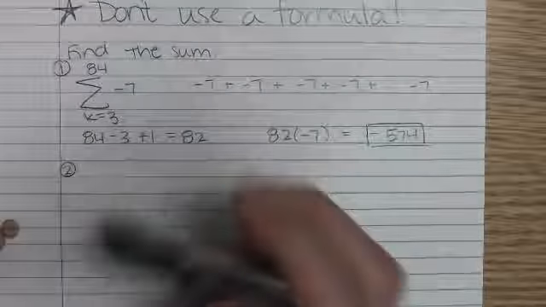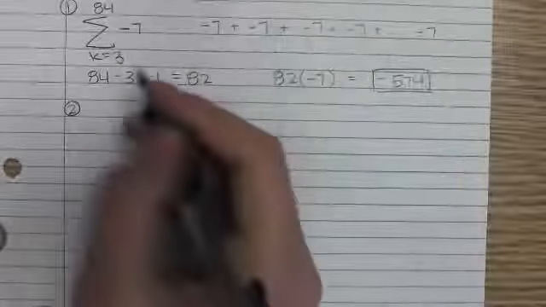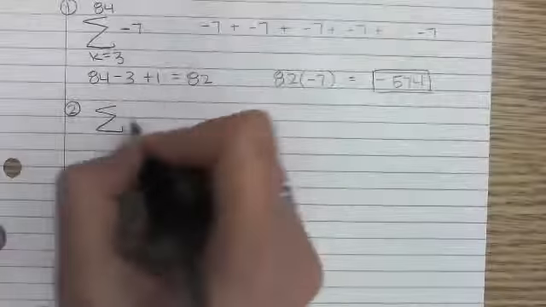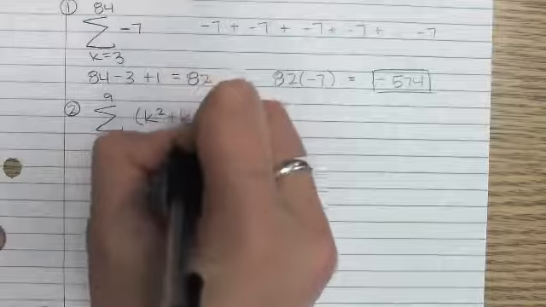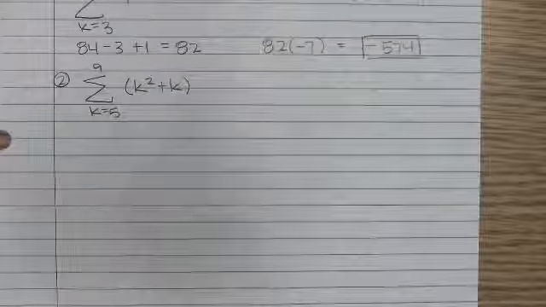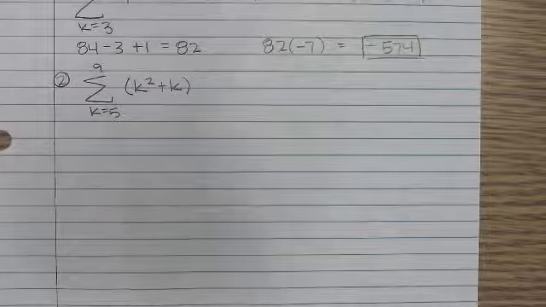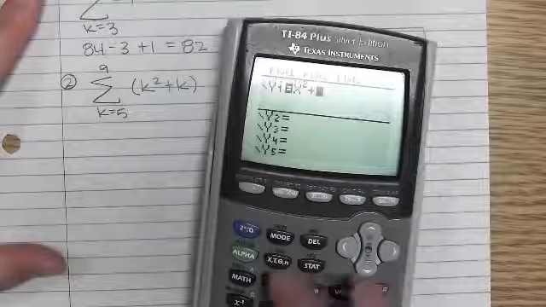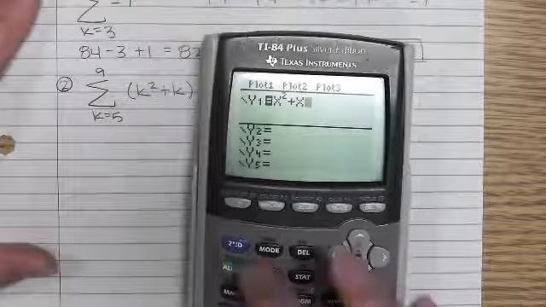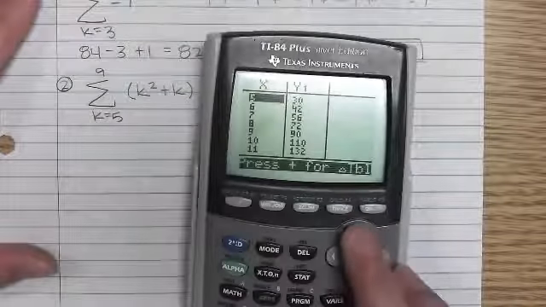Here's another one. This one will be a little more tedious than the other one. We're going to start at the 5th term and go to the 9th term. And this time the pattern is going to be k squared plus k. Now you can be kind of tricky on these. I'm all about being tricky. So I'm going to type this in, and I'm not going to graph it. I'm just going to look at the table.